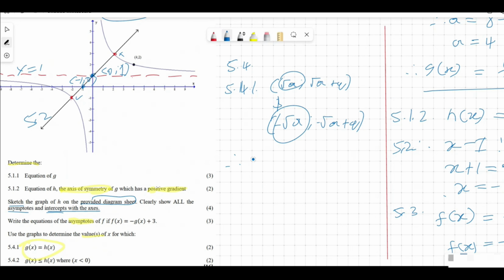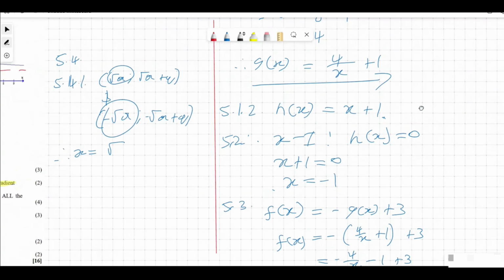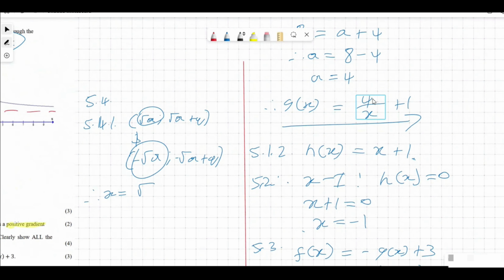Okay. Therefore, x is equal to the square root of what? What is the value of a? A is 4. Here is g of x. This is the value of a. A is 4. You remember that?